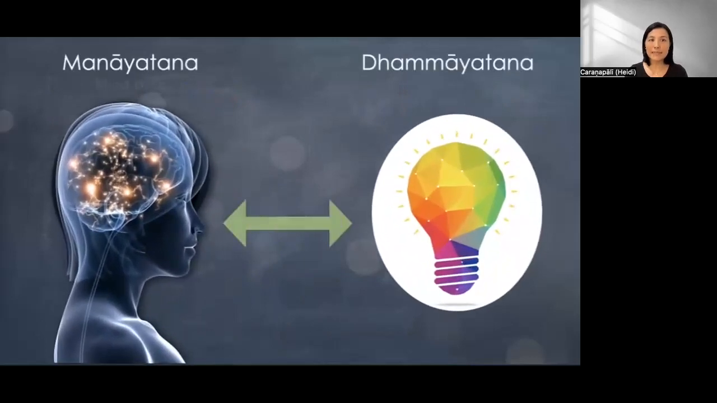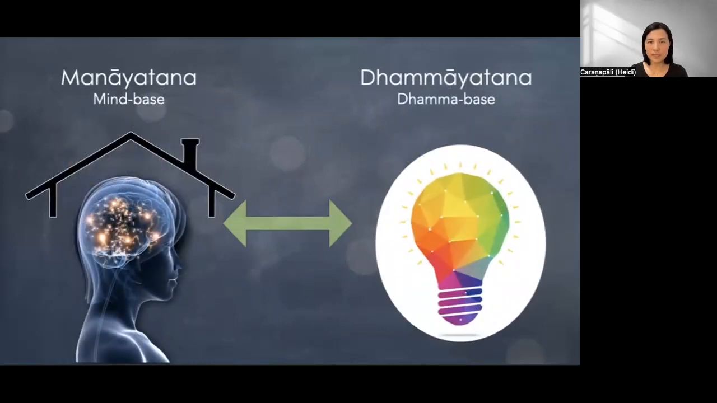Here, it's called the Manayatana and Dhammayatana. So Manayatana is translated as the mind base, and Dhammayatana, the Dhamma object base. What does that mean in ultimate reality? And what are their objects, right? Okay, so let's see. Do you still remember when we looked at the mind door process or the 5 sense door process, the mental processes?